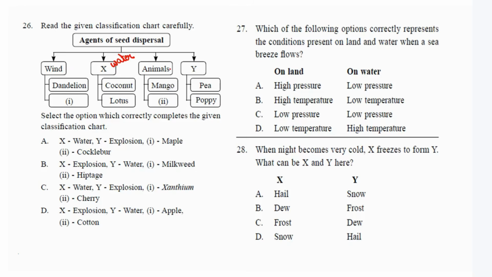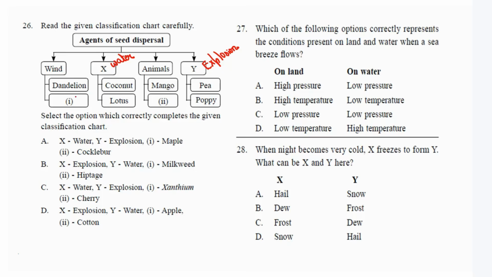Next is animal and then Y. Y includes pea and poppy. So pea and poppy, they are dispersed by explosion. So Y can be explosion. Next we come to 1. So here we can see 1 is under the wind. So wind is the agent that disperses dandelion and 1.